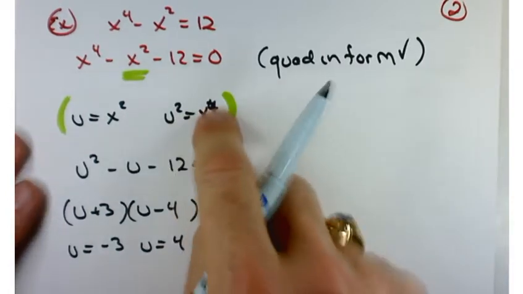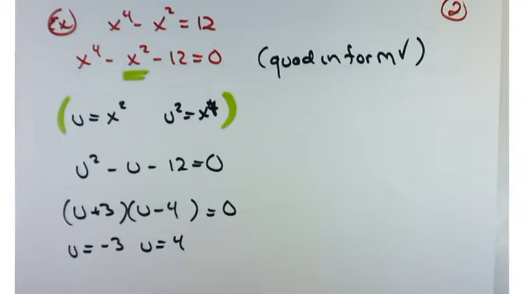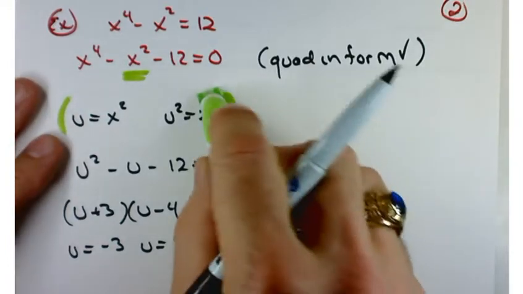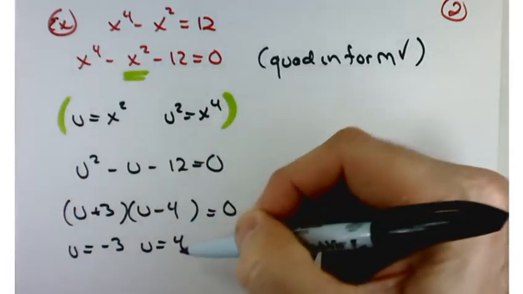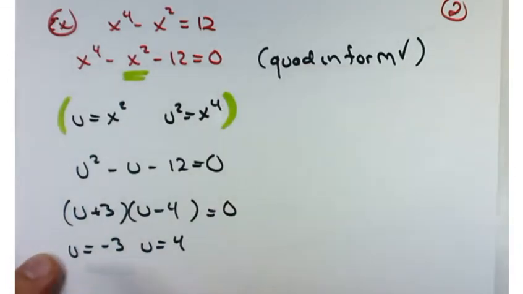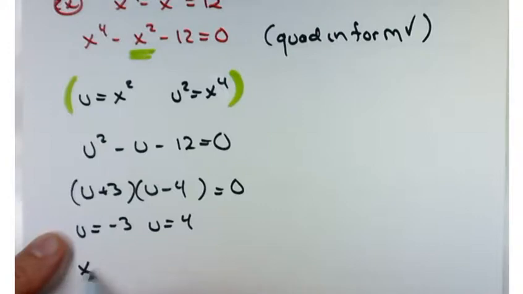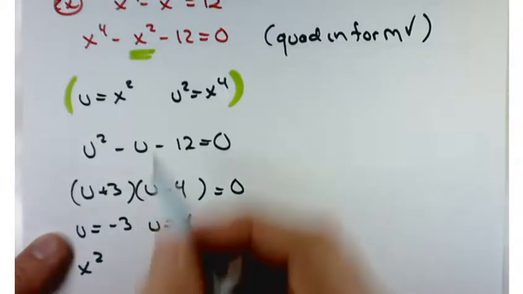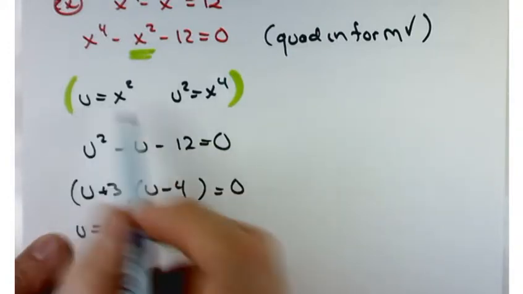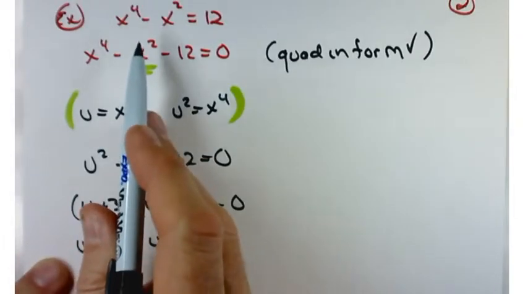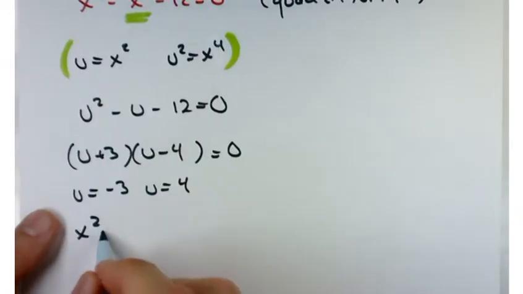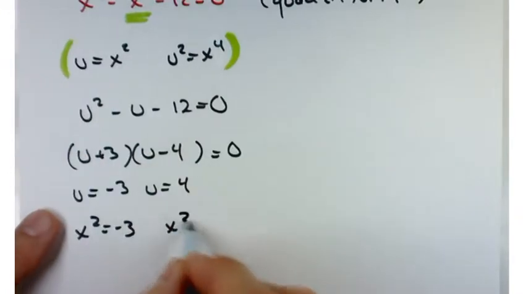Now this little trick up here was kind of a workaround. It just avoided us having to work with and factor something that involved fourth powers and other stuff like that. So it's just kind of a trick to get us to this point where we've got a more reasonable equation. Since u and x squared are the same, let me go back now and finish solving for x, which was our original problem anyways. X squared equals negative 3, or x squared equals 4.